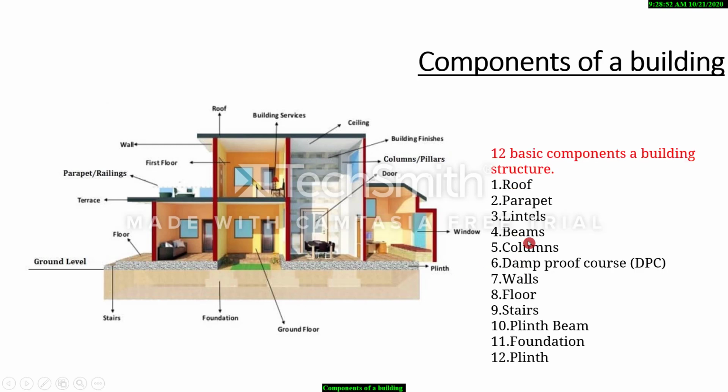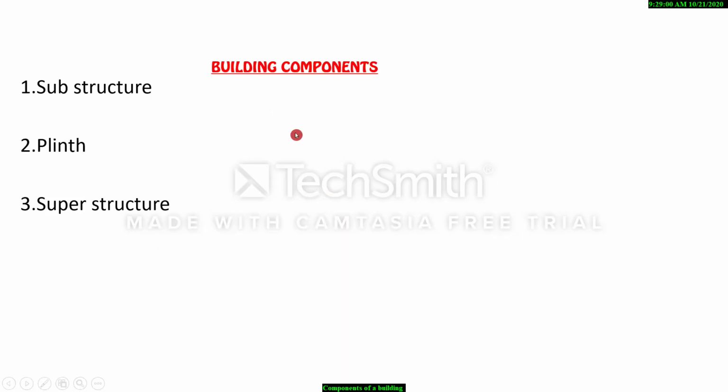So I'm just listing out all the basic components here. We'll see if anything is missed out in the coming slides. So I told you the building components are generally classified into substructure below the ground level, plinth above the ground level and just below the superstructure, and we have the superstructure.